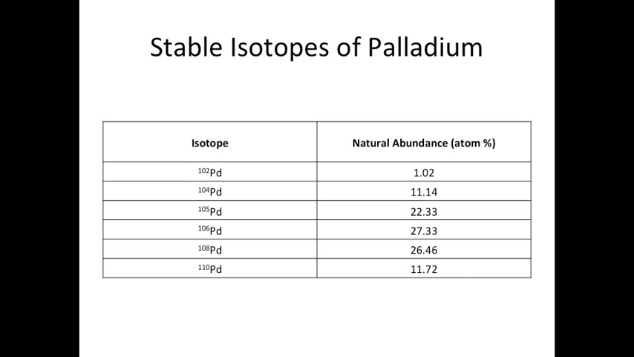There are 6 stable isotopes of palladium, with palladium 106 being the most abundant. Palladium 104 is used to produce radioactive palladium 103, which is used to fight prostate cancer. Palladium 108 can also be used to produce radioactive palladium 109, which is used in cancer therapy as well.